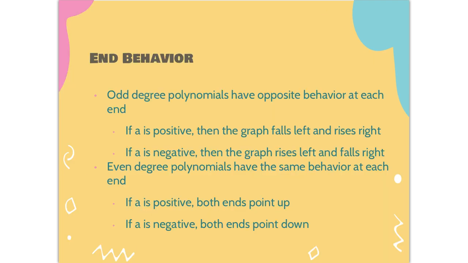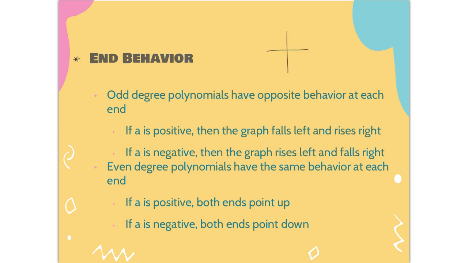So to graph these higher degree polynomials, we're going to look at the equation and try to identify some key parts of the original equation, okay? So first of all, we're going to focus on end behavior. And what that means is we're going to try to determine how the graph is going to end.